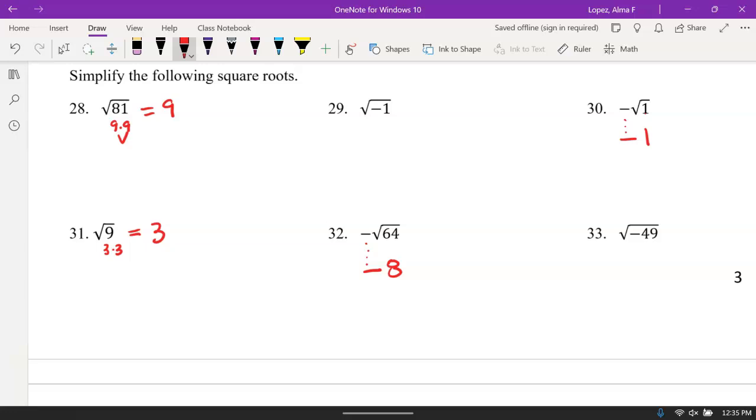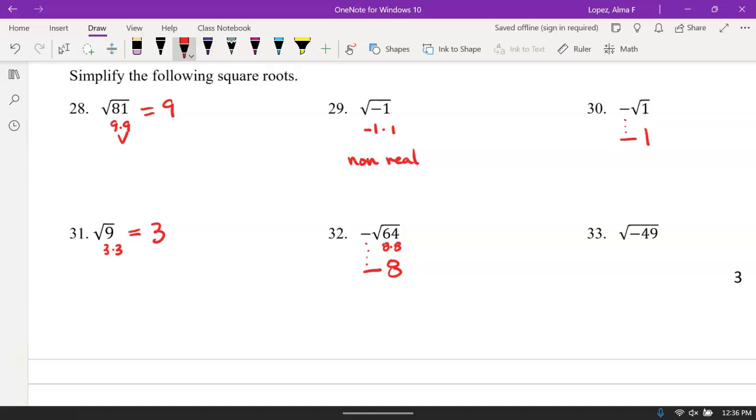Now, 29 and 33 I didn't do just yet for this reason. Remember, it's got to have 2 of the same number that multiply out to be a 64 or a 9 or an 81. With negative 1, the numbers 1 and 1 do not multiply out to be negative 1, so that didn't work. If I make one of them negative, now they multiply out to be negative 1, but they're not both the same number anymore. So this one is called non-real. In other words, it's not going to work.